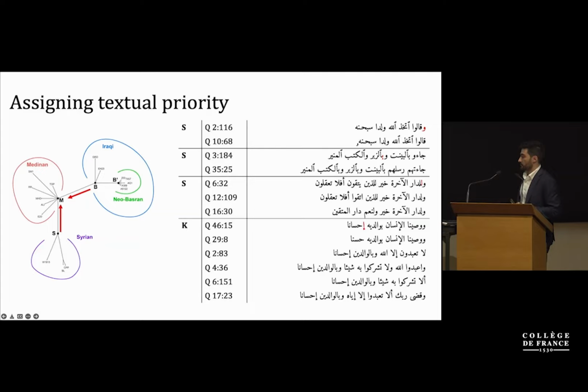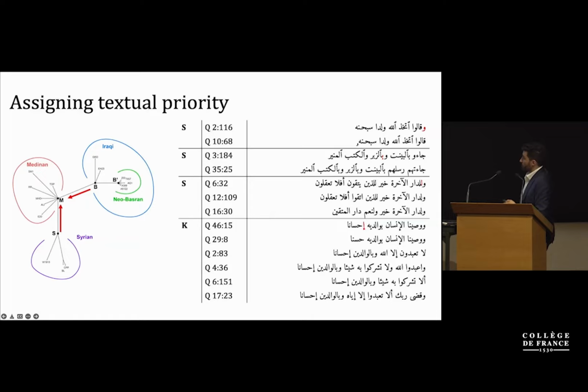Another application of the assimilation of parallels is the ability to assign textual priority. So in my study of the regional variants, I constructed basically a genealogy or network describing the relationship between the different Uthmanic text types, the different regional texts. But what you can't do simply by studying the variants alone is discern which of the Syrian, Medinan, Basran, Kufan exemplars was the archetype, was the original.